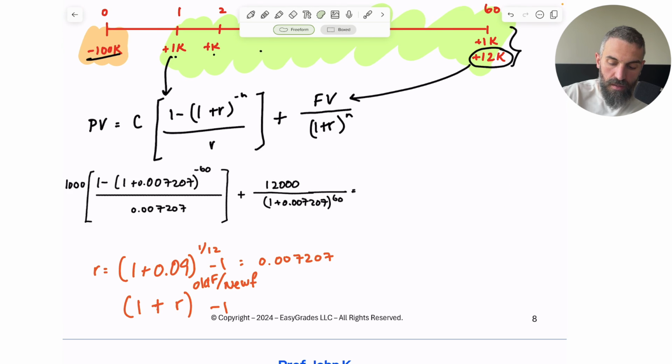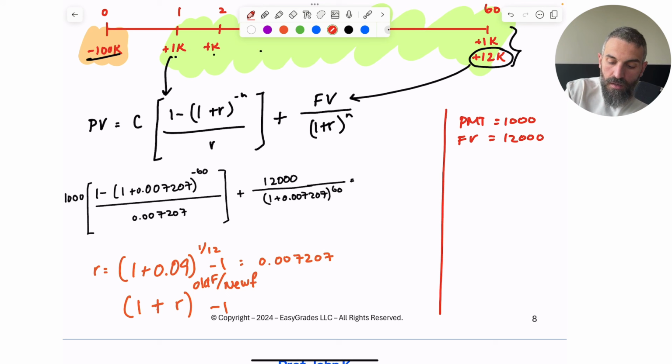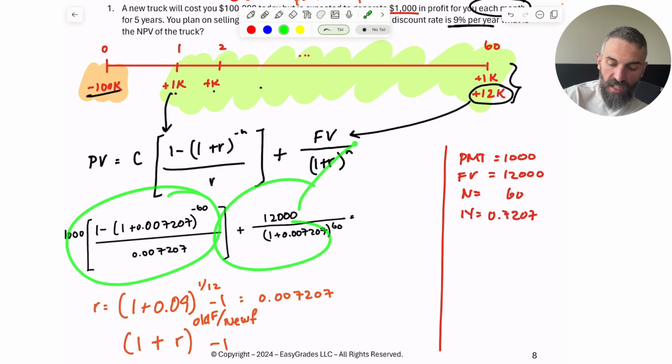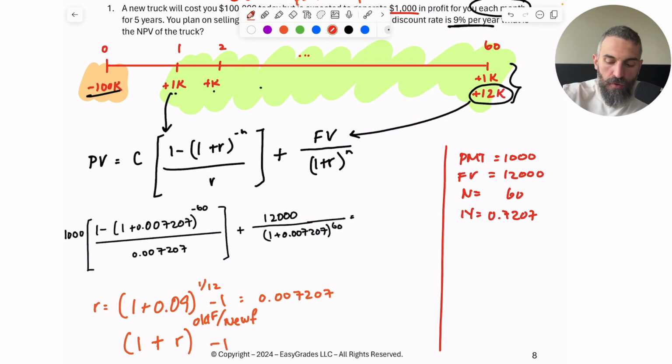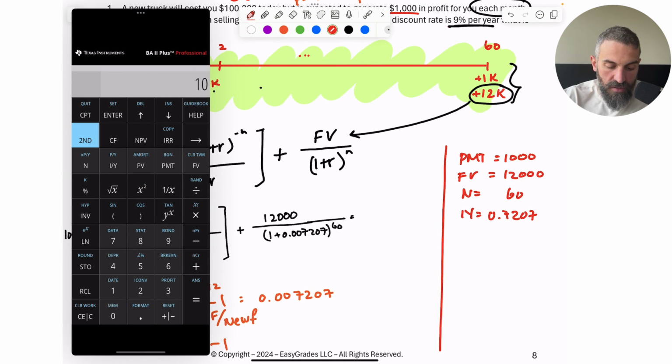On the financial calculator for this first step, you're going to enter your payments as 1,000. Your future value is 12,000. Your N is 60, and your I/Y is 0.7207. You see, there's really no difference. It's all the same things. You're just telling the calculator, and then the calculator just deals with the formula. Okay, so let's go. I'll use the financial calculator just because it's quicker.